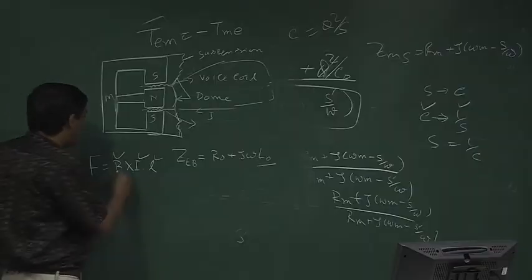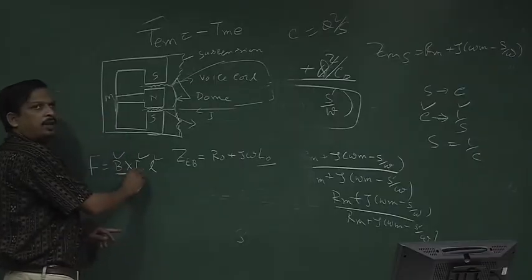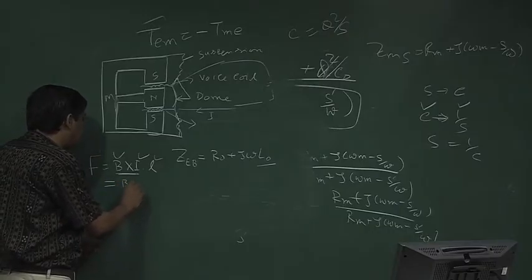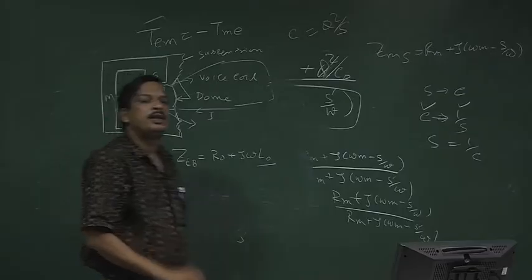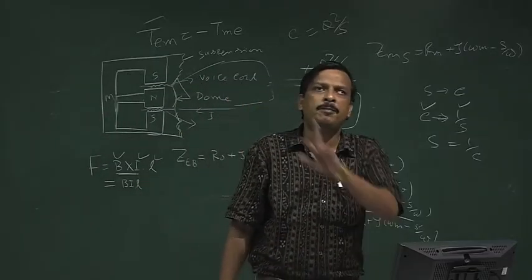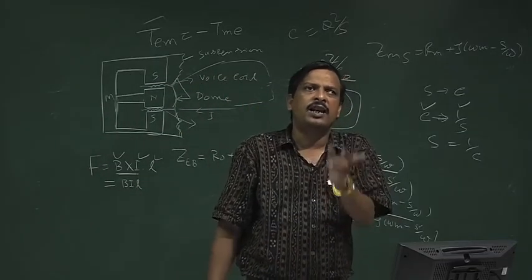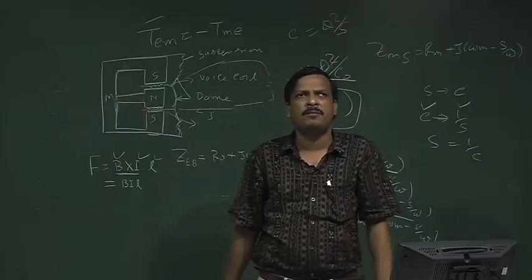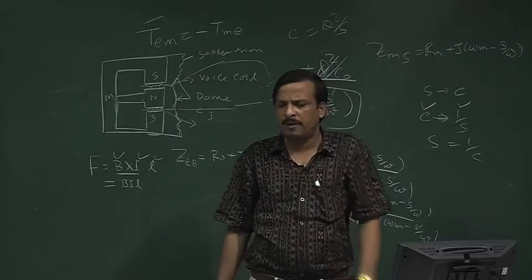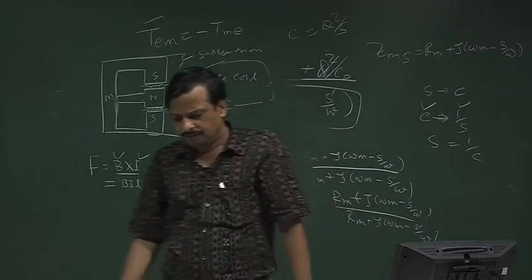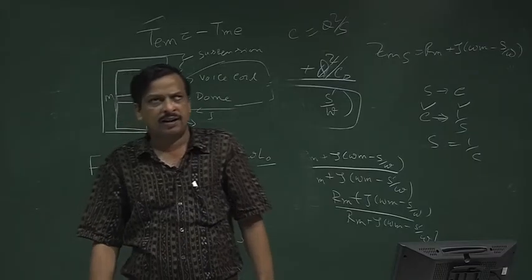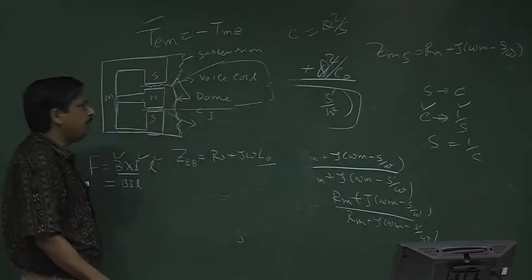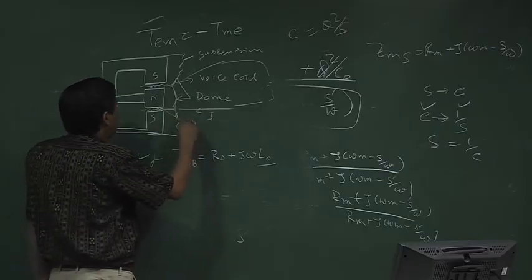Now, B cross I is a vector, so I take the positive direction only, and I write BIL as the force. So, if I apply a current I, this force will be acting on the diaphragm, because the coil is attached to the diaphragm. Okay. Then what is the mechanical impedance? How do I find out the mechanical impedance?